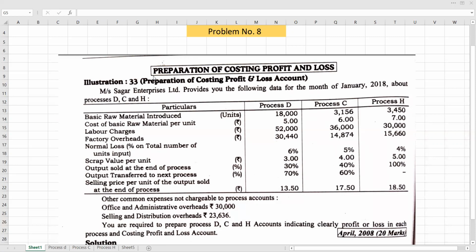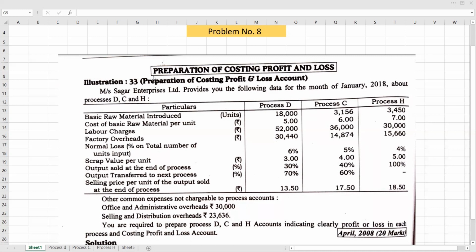First is basic raw material introduced. So basic raw material in units, input units, are given. Then cost of basic raw material. See, cost of basic raw material is given. So units multiplied by the cost of basic raw material gives us the final amount. Then labor charges. Then factory overheads are given.